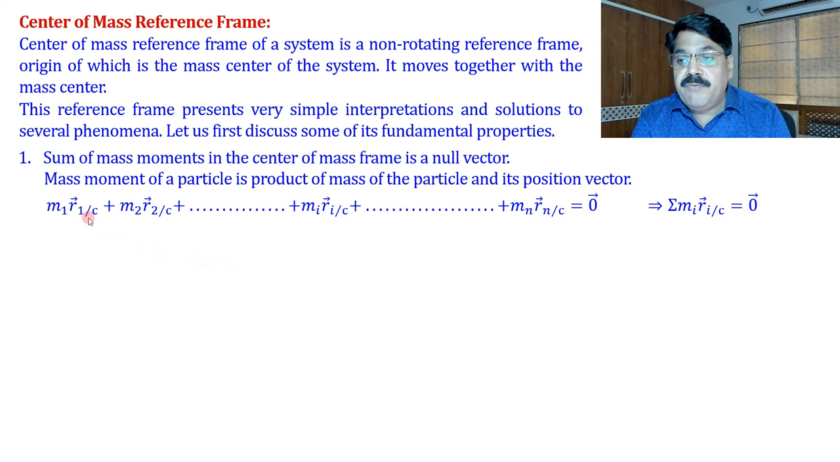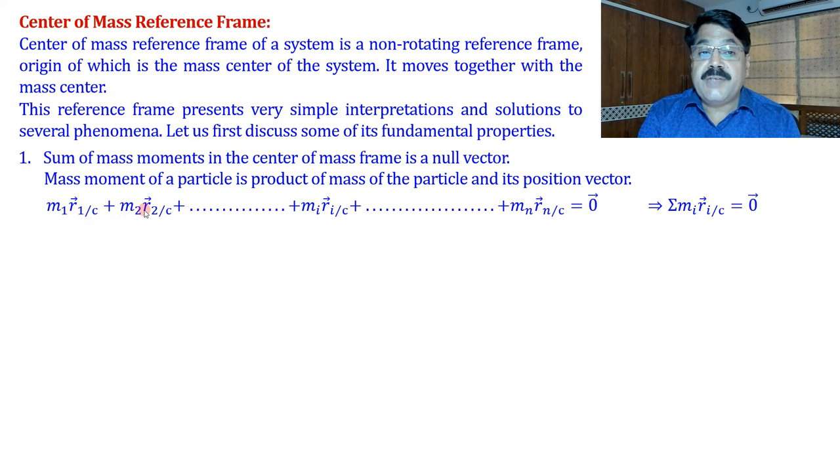Now, how can we understand why it is so? Actually, R1 with respect to C is R1 vector minus Rc vector. R2 with respect to C is R2 vector minus Rc vector. It is Ri vector minus Rc vector, and it is Rn vector minus Rc vector. Now, substitute all these relations. So, what do we get? M1 R1 vector minus M1 Rc vector plus M2 R2 vector minus M2 Rc vector, Mi Ri vector minus Mi Rc vector, and similarly Mn Rn vector minus Mn Rc vector.